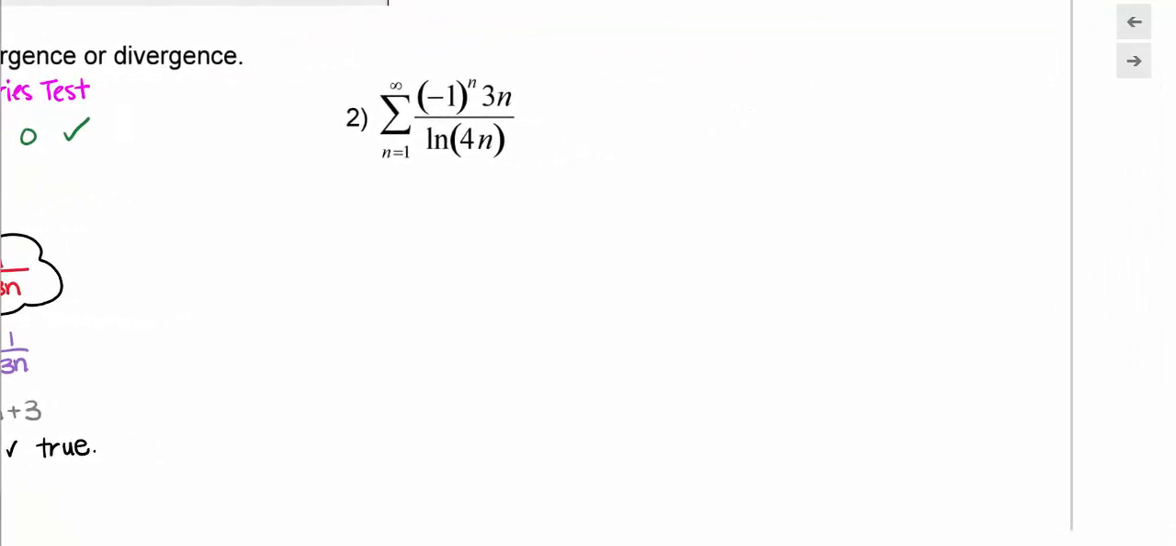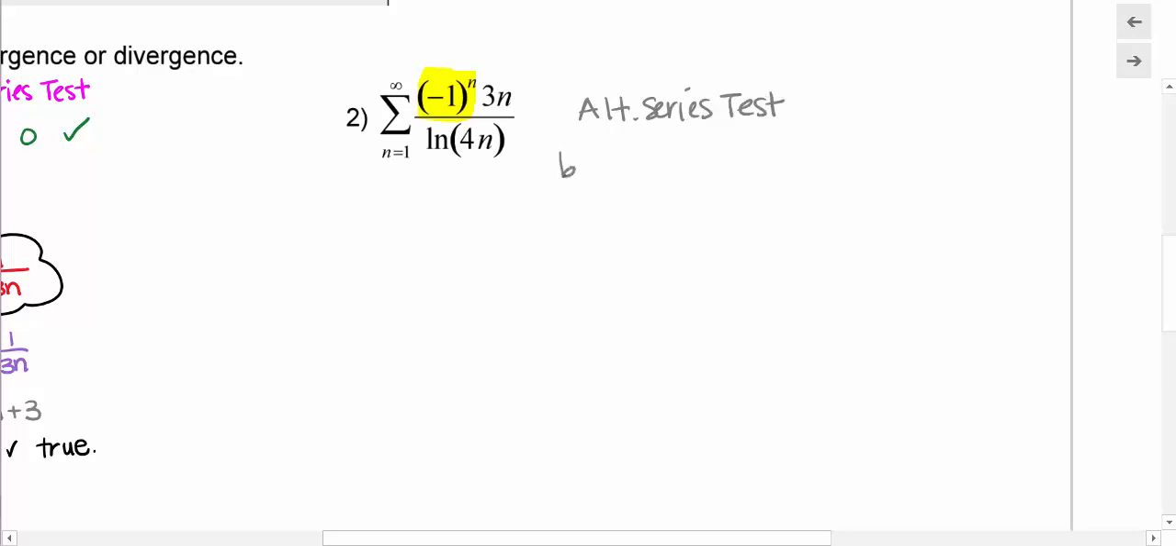So let's look at this one. Now I have the infinite series, again, going from 1 to infinity, -1 to the n. So there's my alternating condition. That's what allows me to use this alternating series test. And then the positive or absolute value of this whole series would just be 3n over natural log of 4n. And again, when I'm in this alternating series test, I am going to try that b part first.